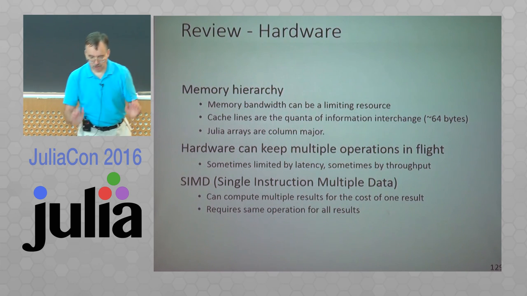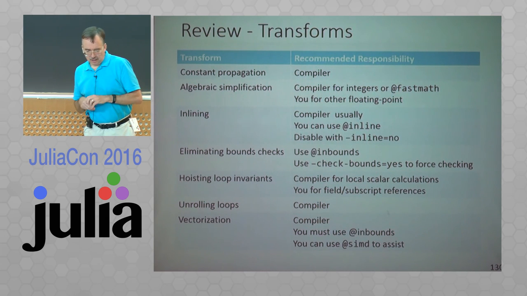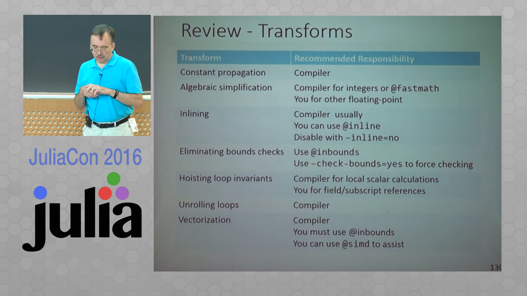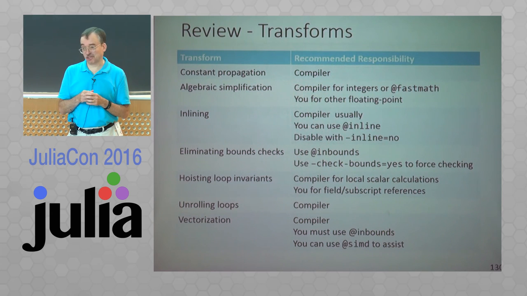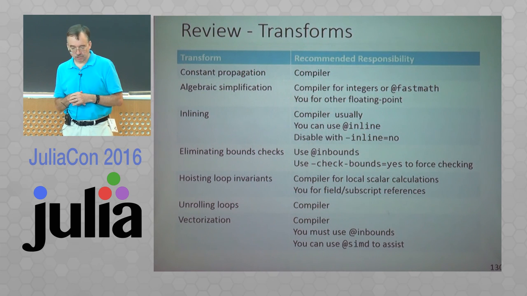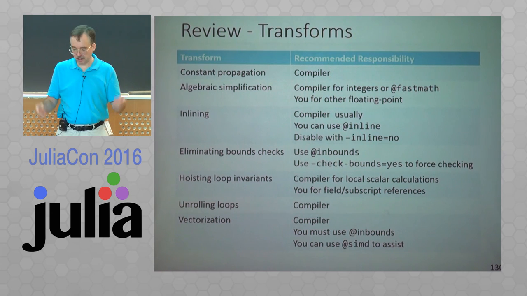Okay, transforms. Just quickly, constant propagation, let the compiler do it. Algebraic simplification, the compiler can do it for integers. Sometimes you've got to use fast math for floating point. For inlining, I usually trust the compiler. There's a few examples where you have to force it with @inline or @noinline. Eliminating bounds checks, yeah, use @inbounds. And if you want a quick experiment, if you think your code is safe and doesn't have out of bounds accesses, use check-bounds=yes and check-bounds=no, and see if it makes any difference.